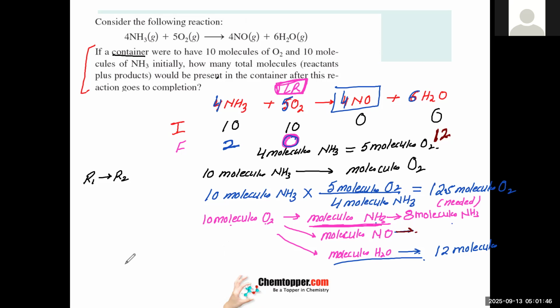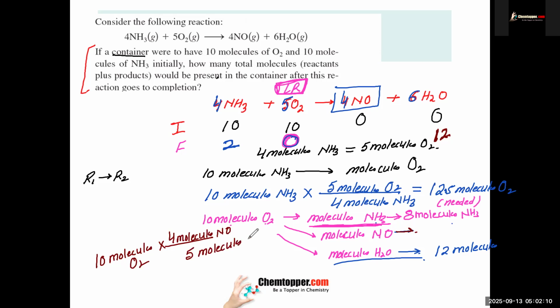Start with 10 molecules of O2. Plug in the ratio. What ratio? From the balanced equation, 4 molecules of NO divided by 5 molecules of O2. So simple. Yes, Darsh, isn't it? So it's 5. No, I mean 8. Yeah, it's 8. So put 8 here.